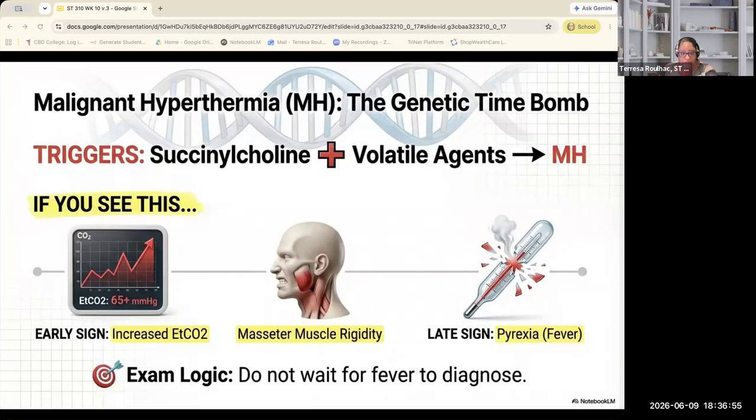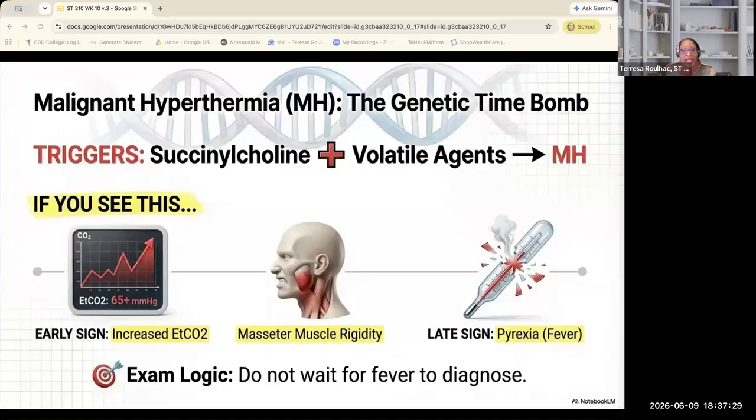But what happens first? One of the biggest exam traps is fever. Okay, so hear me out. Most students think malignant hypothermia starts with a high temp. It does not. I have seen this concept in week 10, and we see malignant hypothermia, we think hyperthermia, we immediately go fever first. I'm letting you guys know now that is not the first sign.